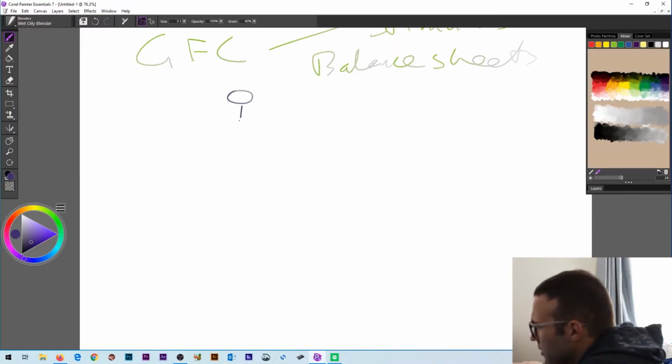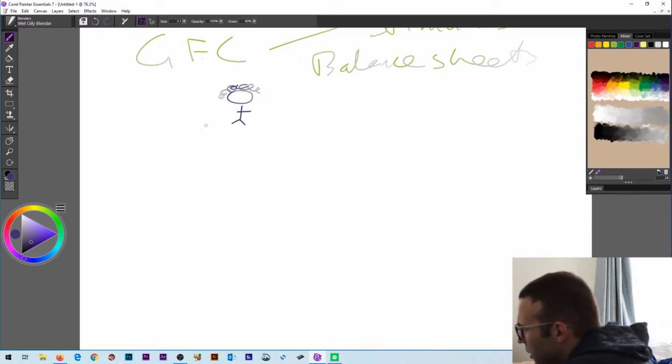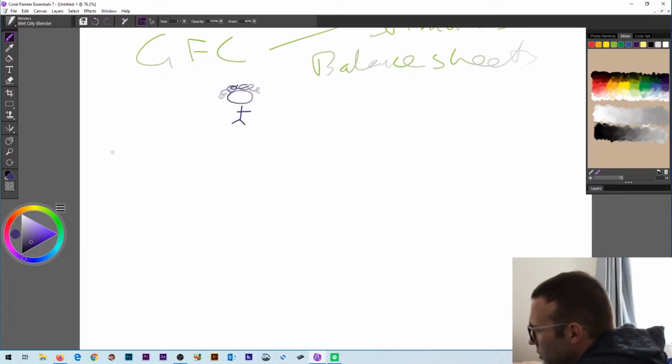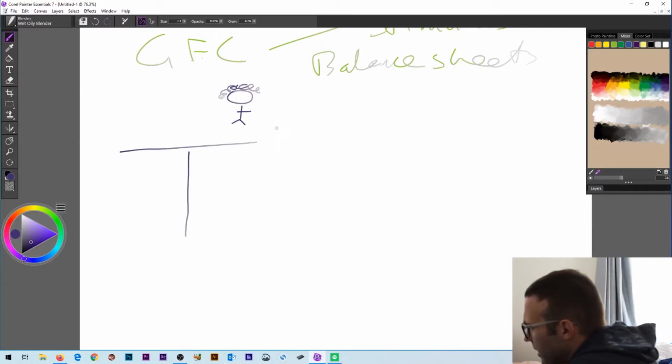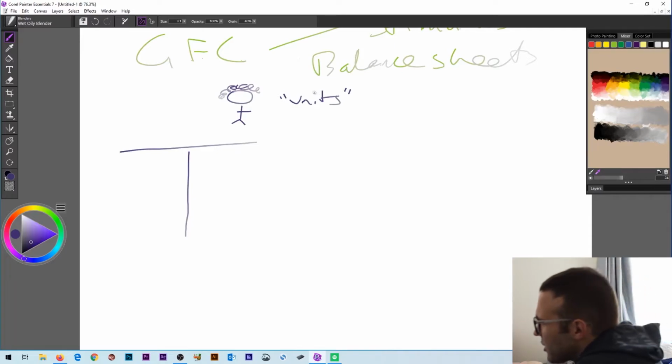How we'll start out actually is with you. So here you are, you're a stick figure, you've got gorgeous curly hair, male or female, it doesn't matter. And we're going to start off with your balance sheet here. You've invented your own money, and we're just going to call them units, so I don't call them dollars or anything else, just to not confuse things. They're just units of something, it doesn't matter.